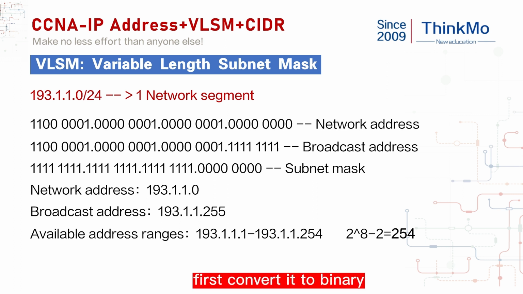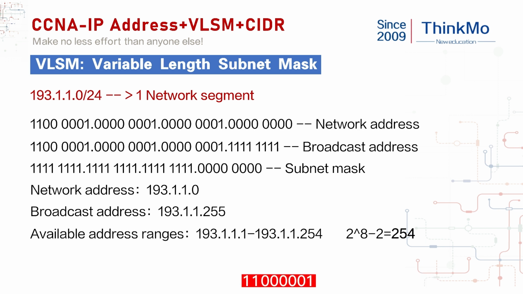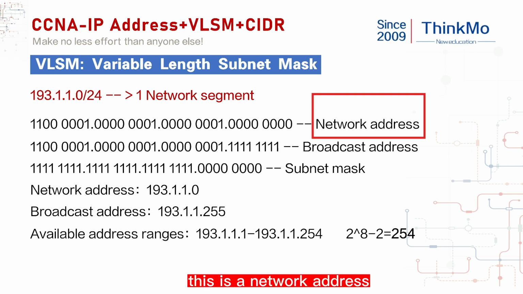First convert it to binary. The first 2 digits of 193 are definitely ones: 11000001. Next is 00000001. Then 00000001. Finally 00000000. This is the network address.